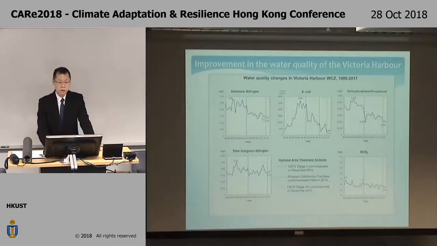We also found the ammonia nitrogen decreasing, no major change in the BOD. Phosphorus levels have been on a long declining trend, as for most Hong Kong waters, for many years already. No major reduction in total inorganic nitrogen. That's the Victoria Harbour.